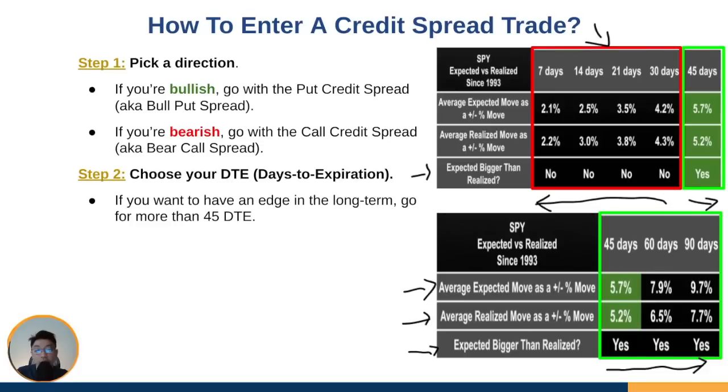I don't like to go any further out than that, because if you go too far out, then theta is not really going to kick in. We want time decay to work on our side. So any time between 45 to 65 days would be good.